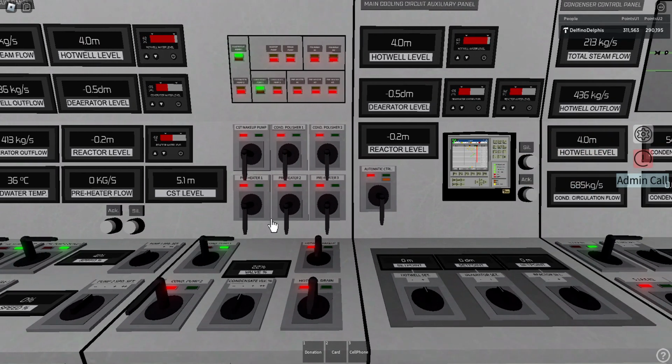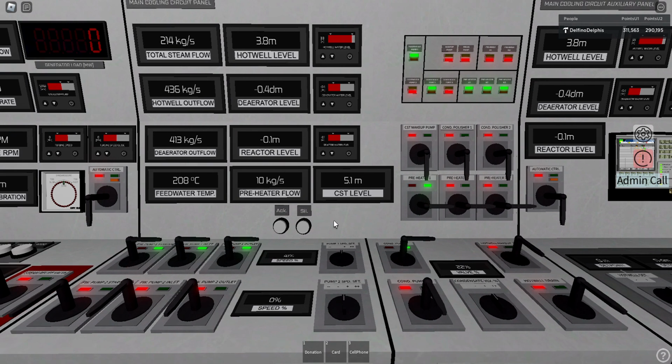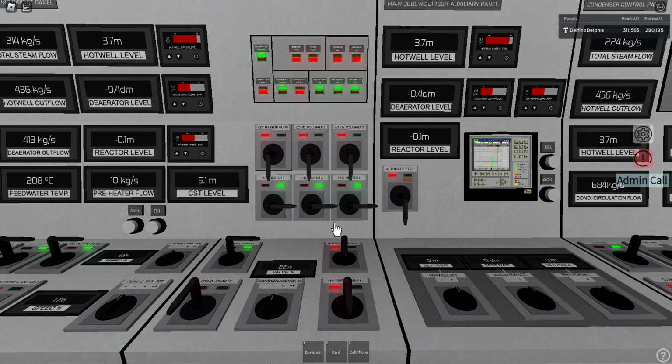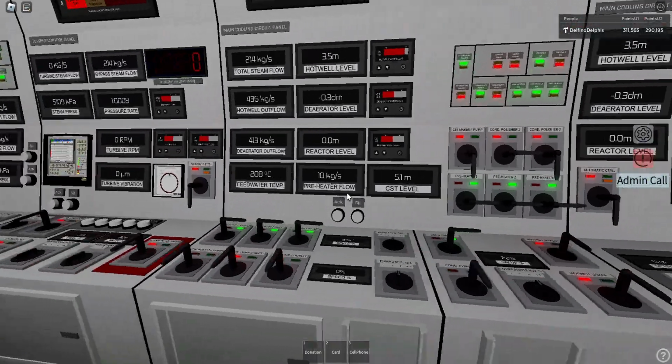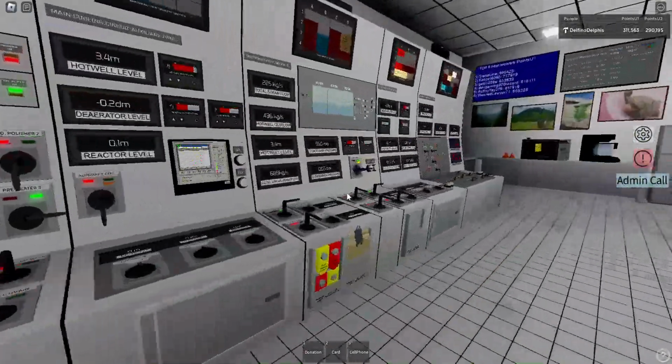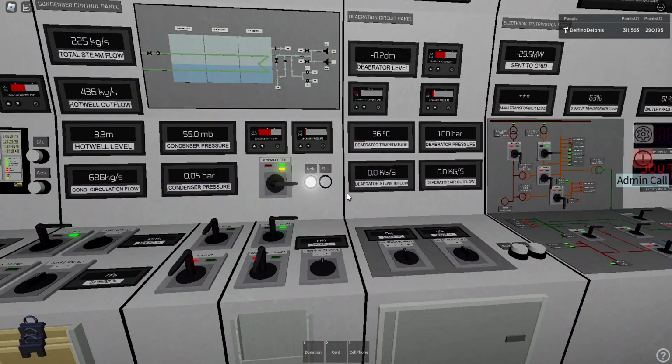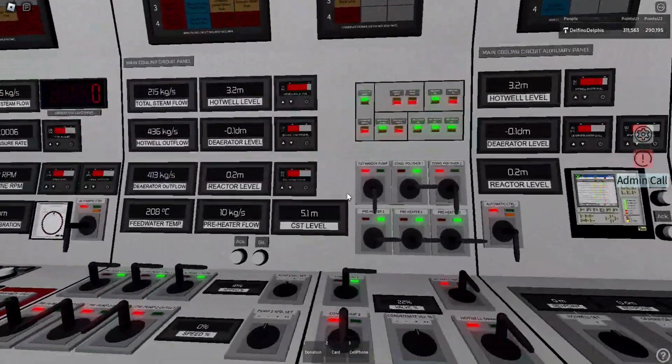In the meantime, I will enable the preheaters. Preheaters are used to heat the water coming into the reactor. Also one polisher should always be on. This is the last thing I want to set up in a moment.